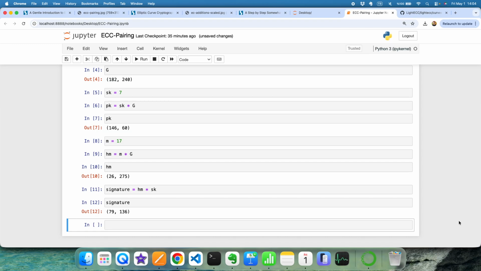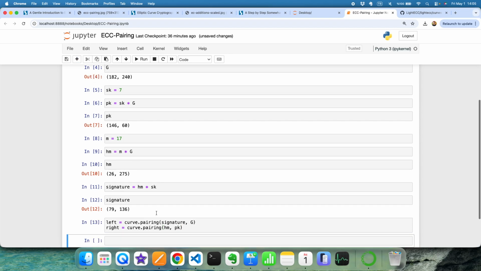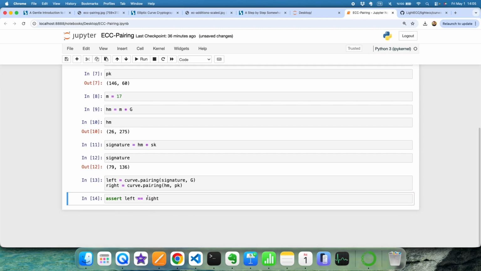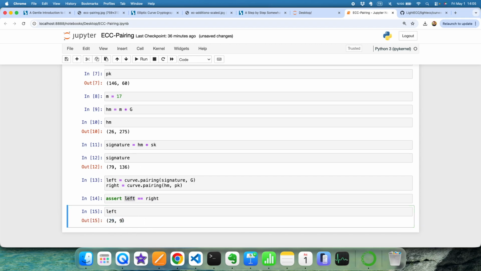In the verification step of my signature, the left hand side is going to be here. I'm going to use my curve's pairing function and feed my signature and base point G, and the right hand side should be the curve's pairing function. I'm going to feed the corresponding point of the plain message times the public key. Left and right side must be equal to each other, otherwise the signature is not valid. So this condition is satisfied. And let's see what is left. That's another point. So we used pairing to generate a signature and verify it.